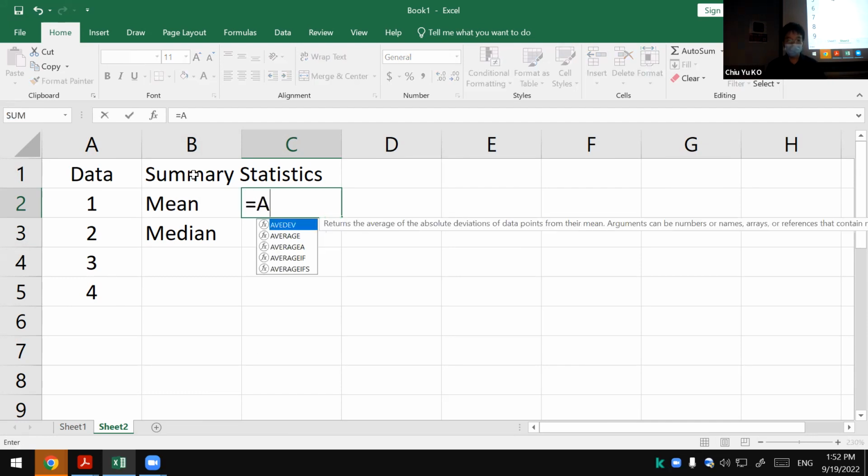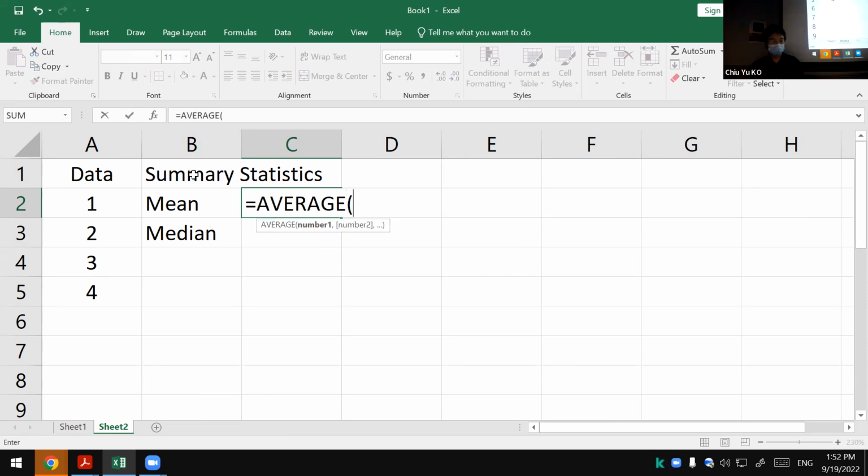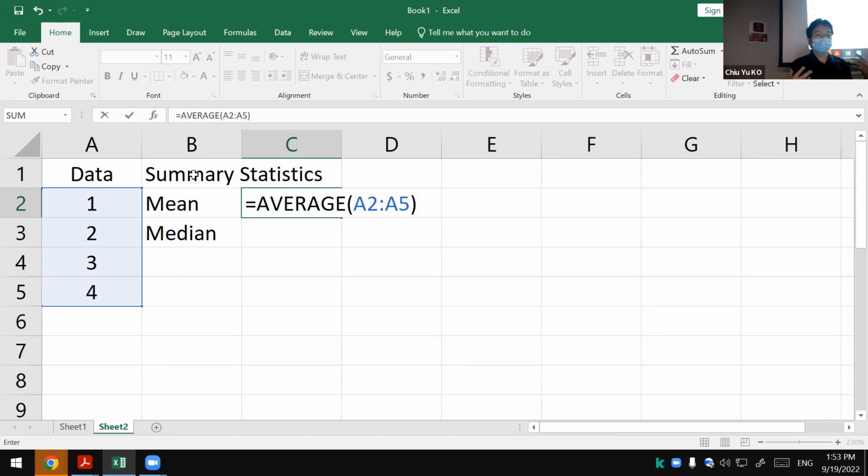So we will call AVERAGE of, instead of telling it the data directly, you tell it where to get the data. That is how to use a spreadsheet. You tell it, I want to calculate the mean using the data from A2 to A5. So you've got A2 colon A5. That is the way you make sure that your formula is separate from the data. The data is there. The formula refers to the things in the spreadsheet.